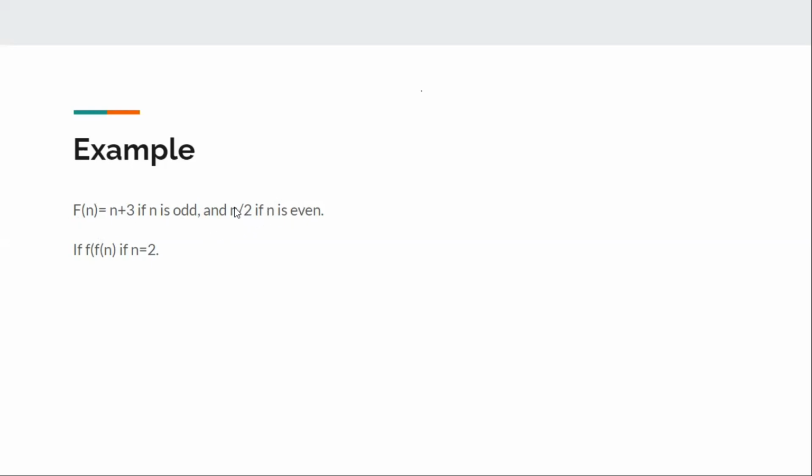Like if n is even, the expression for the function is different. And if n is odd, the expression for the function is different. That's kind of what a piecewise function is.